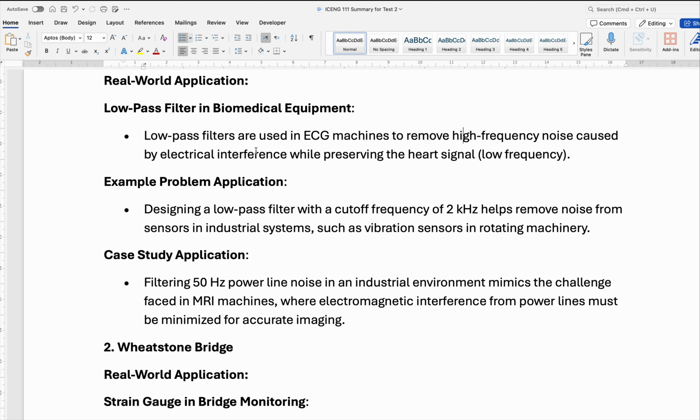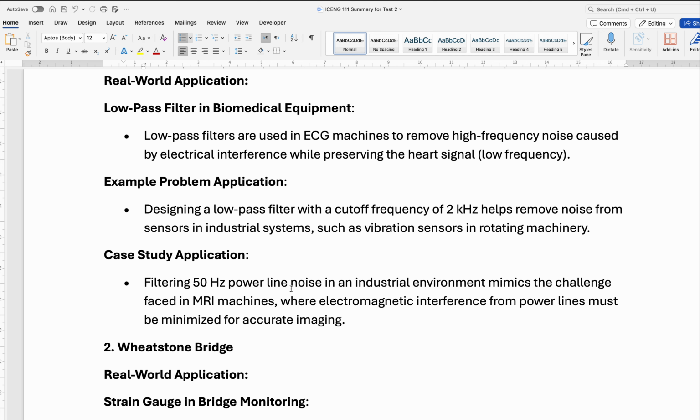And I will tell you that you have a biomedical equipment where you need to design a low pass filter with a cutoff frequency of 2 kilohertz to remove the noise of the sensors in industrial systems. So I can put it in a kind of problem for you. And then I will say that I have a 50 kilohertz power line noise. And I want you to let me read it.